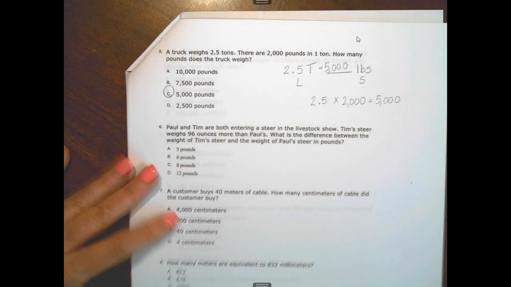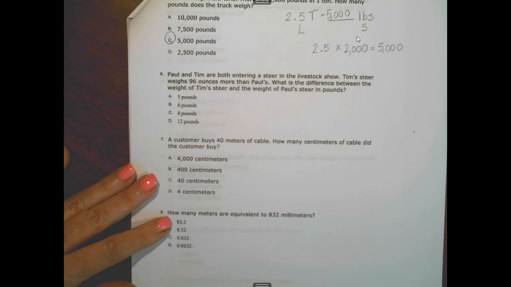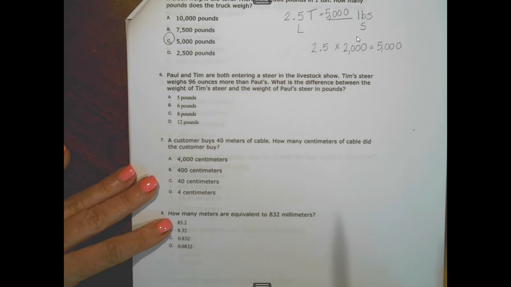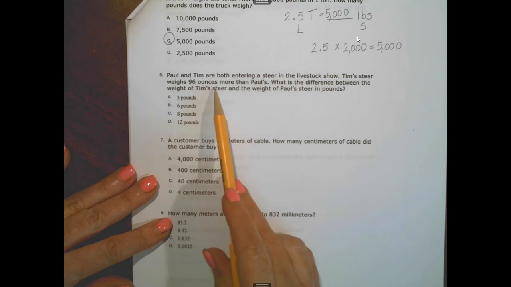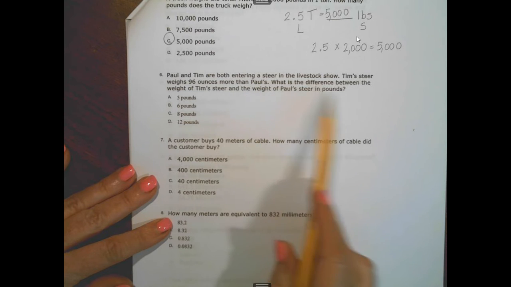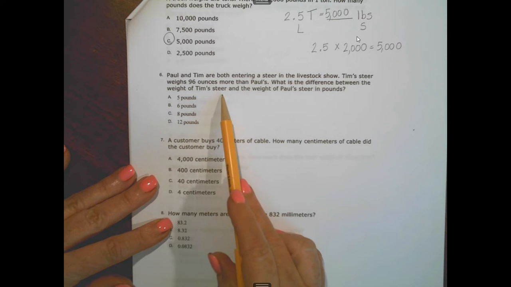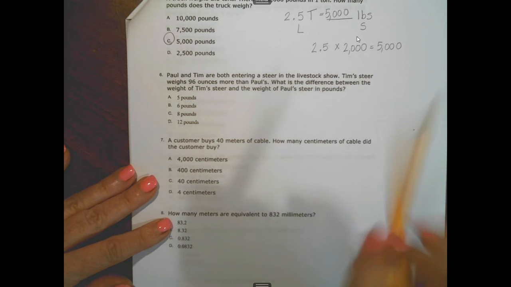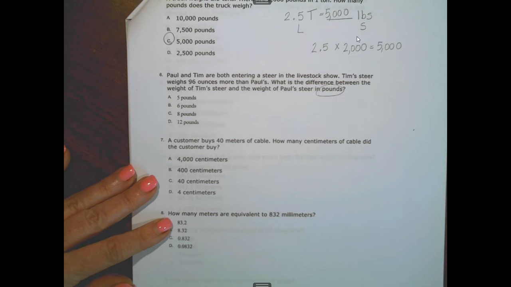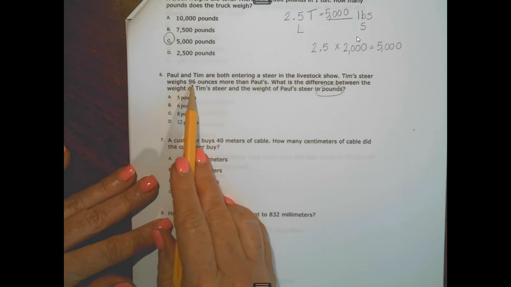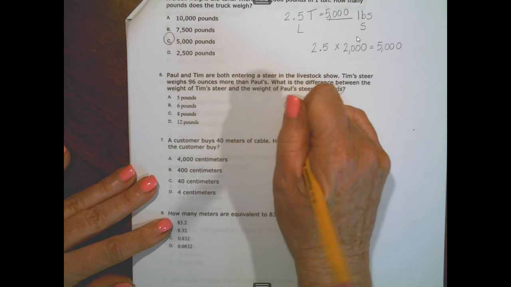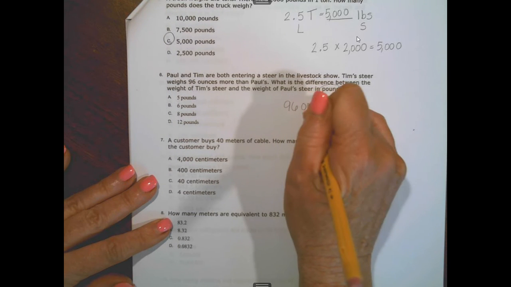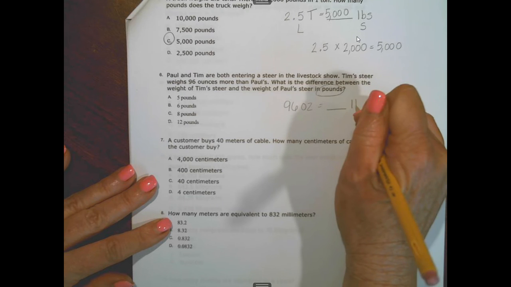All right. Paul and Tim are both entering a steer in the livestock show. Tim's steer weighs 96 ounces more than Paul's. What is the difference between the weight of Tim's steer and the weight of Paul's steer in pounds? I noticed they gave me the difference in ounces. So basically, I'm going to have to convert these 96 ounces to pounds.